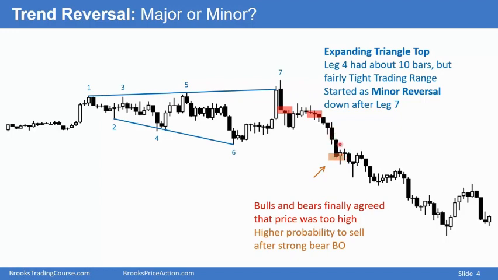This is the bulls giving up. Traders agree that the price is too high. The market has to go down to find buyers. Higher probability sell, selling here compared to here.